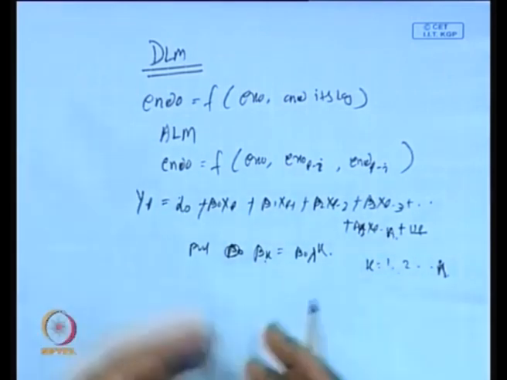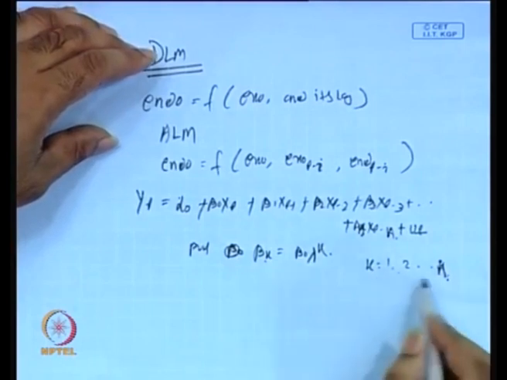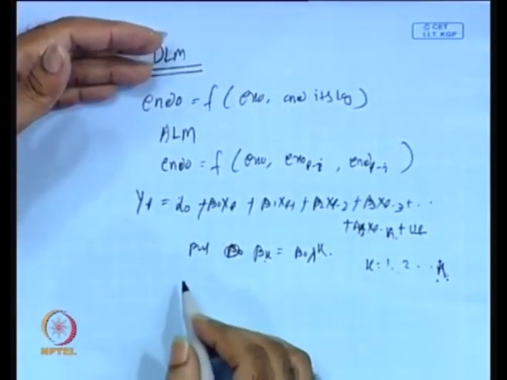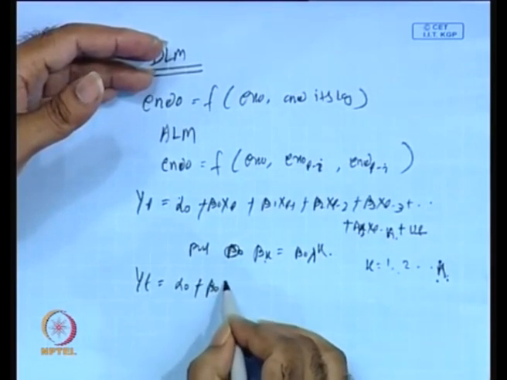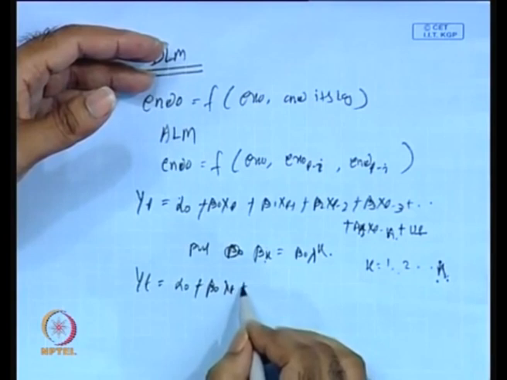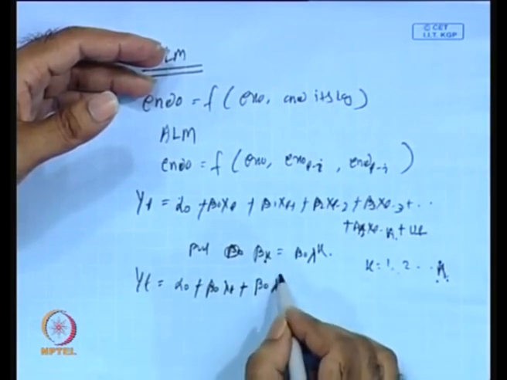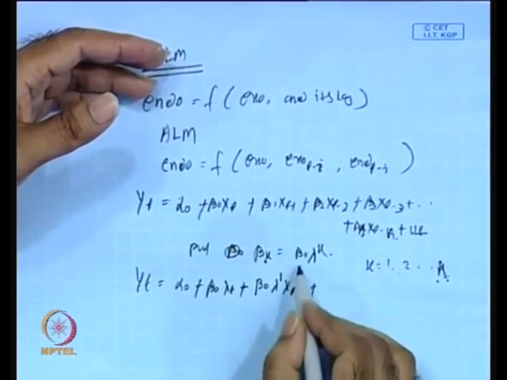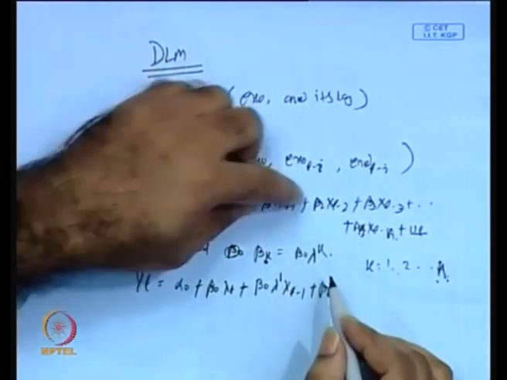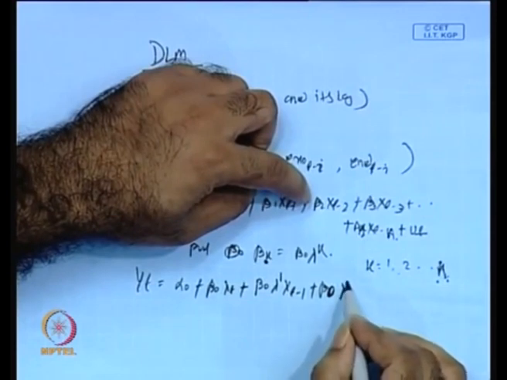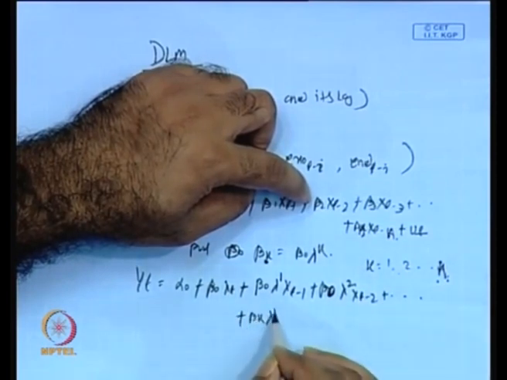Since it is a k number of series, we are putting beta k equal to beta 0 lambda to the power k. As a result, this series will continue this way, and I can transform this particular structure. So, y t equals alpha 0 plus beta 0 x t. Then beta 1 becomes beta 0 lambda to the power 1, times x t minus 1. If I put k equal to 2, then beta 0 lambda to the power 2, times x t minus 2. It will continue, and finally beta 0 lambda to the power k times x t minus k.